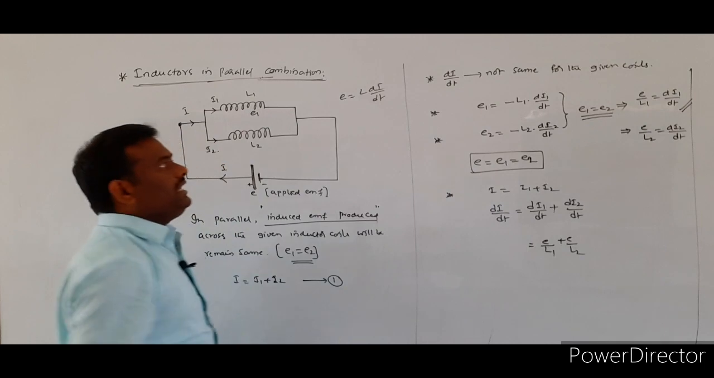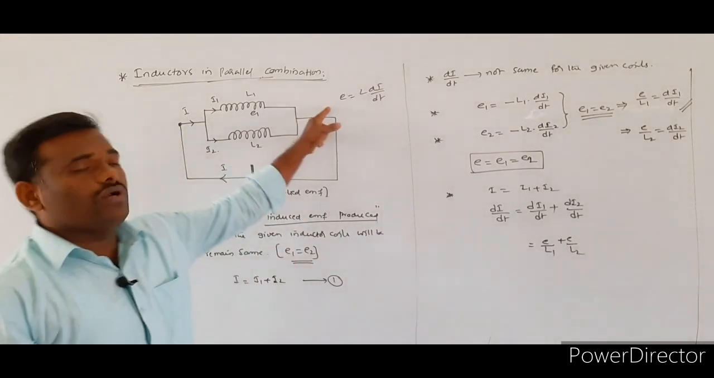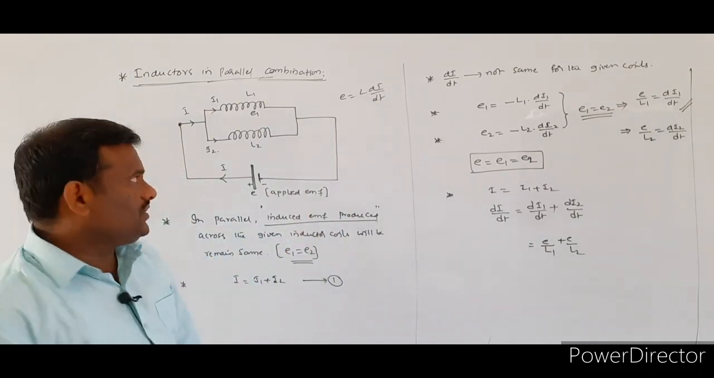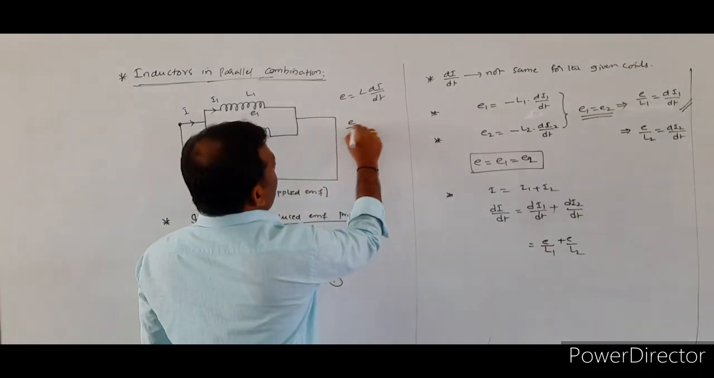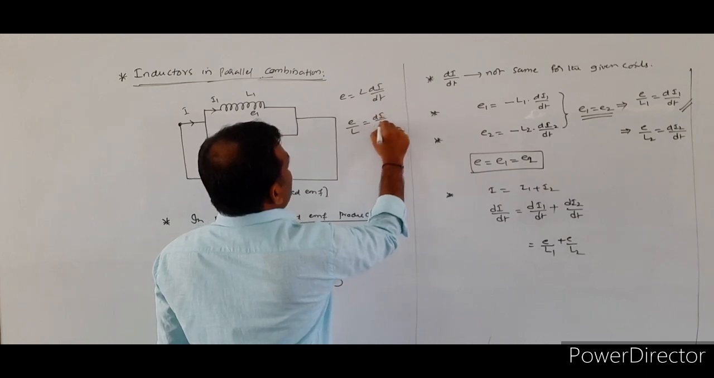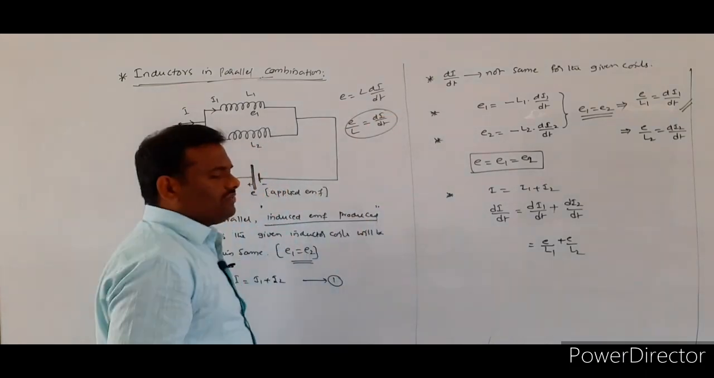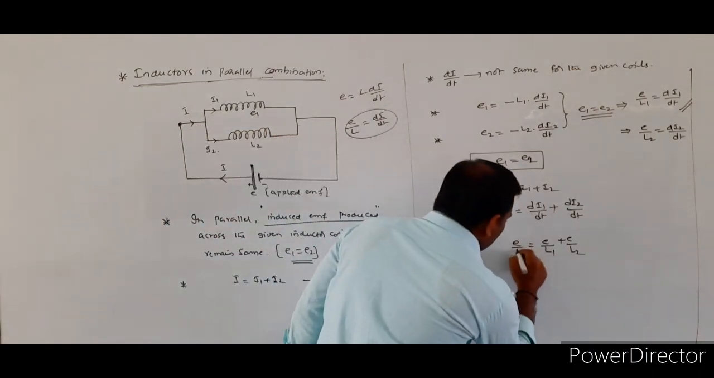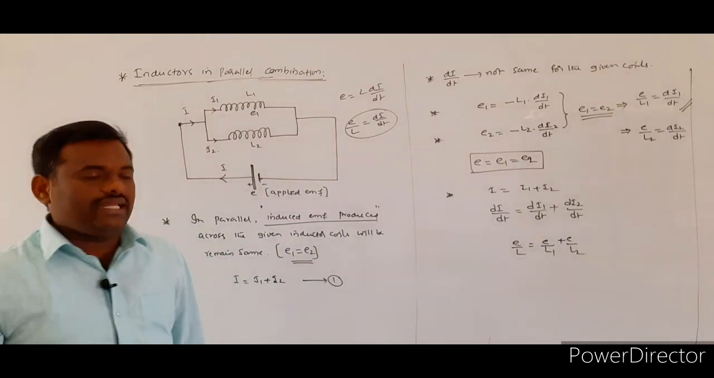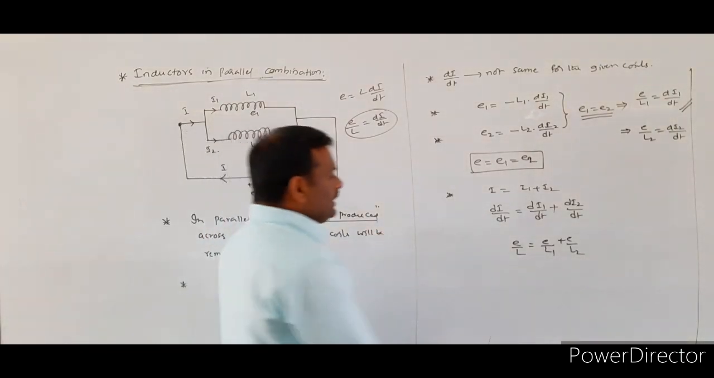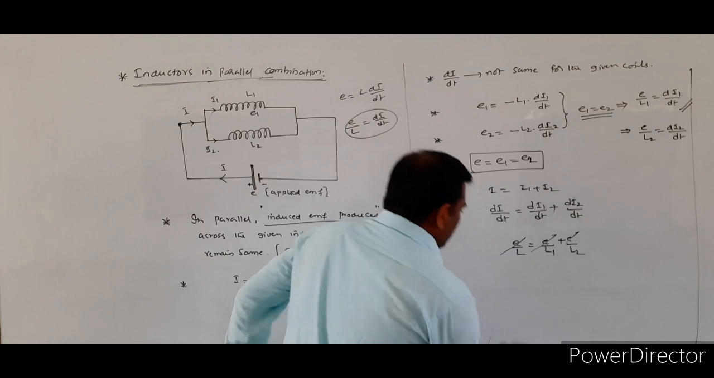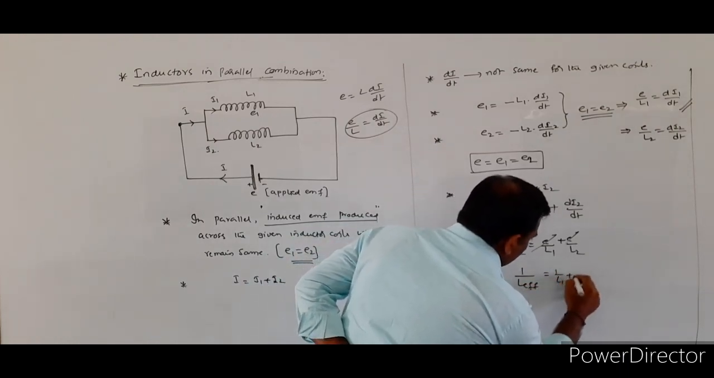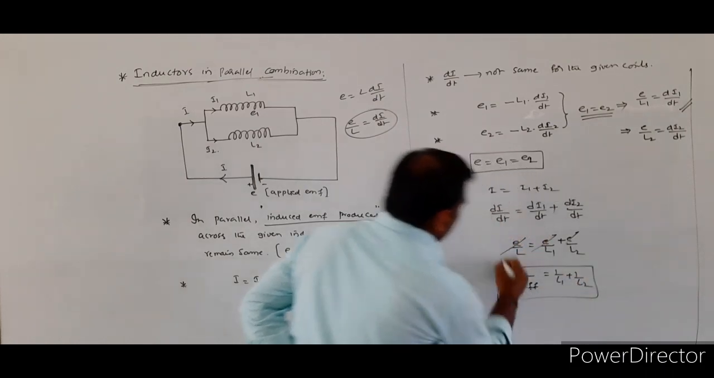Now, in general the basic formula for the induced EMF is E is equal to L into di by dt, according to the Faraday law of electromagnetic induction. Here we consider only the magnitude. From this, E by L is equal to di by dt. Therefore, in the place of di by dt, I will write E by L. So E will be getting cancelled here. So finally what you are getting? 1 by L effective is equal to 1 by L1 plus 1 by L2.